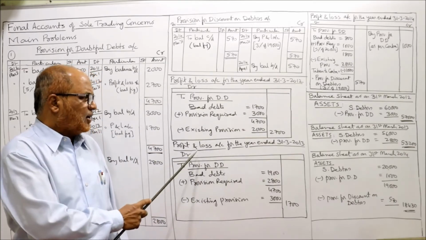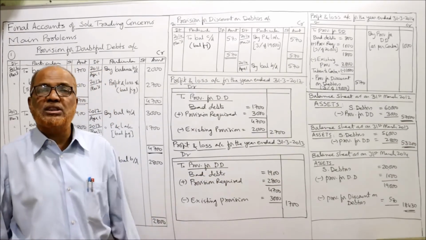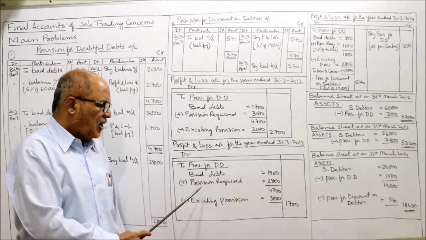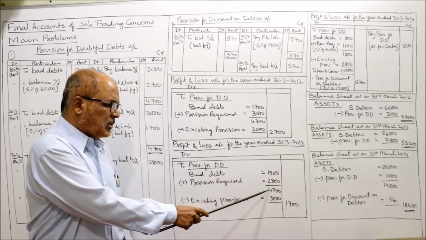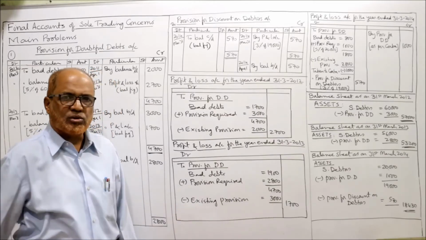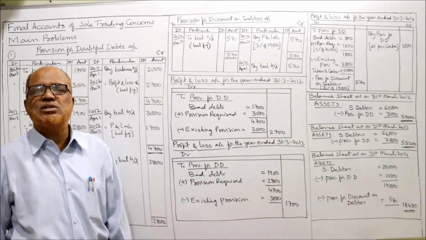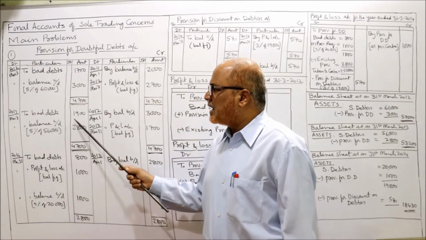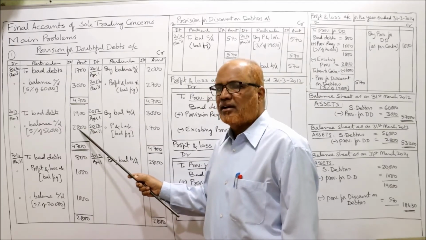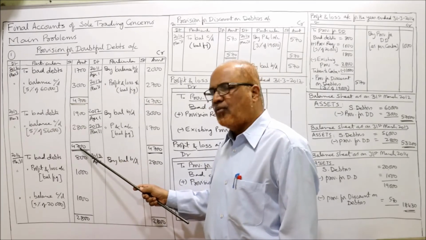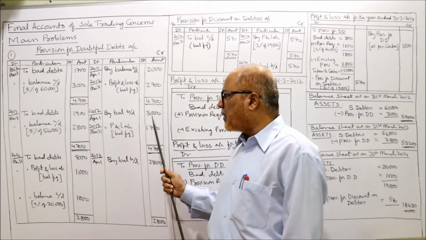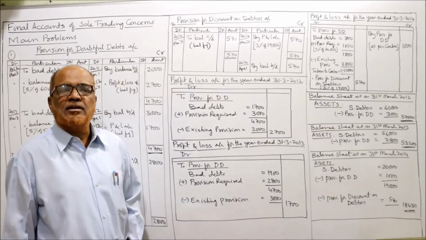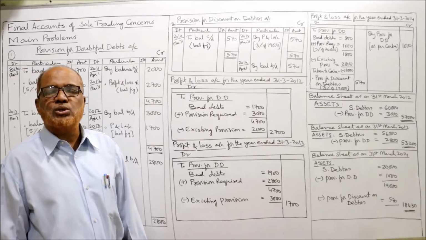Same procedure for the second year. Profit and loss account for the year ended 31st March 2013. So debit side, to provision for doubtful debts. Bad debts are 1900, new provision required 2800, both 4700, existing provision 3000. So in the outer column 1700 will be debited to profit and loss account. It is clear from this account. See here, bad debts are 1900, new provision is 2800. Add up 1900 plus 2800, 4700. From this, deduct the old provision 3000, we'll get 1700 here. 2 years completed. Now I am coming to the last year, 31st March 2014.